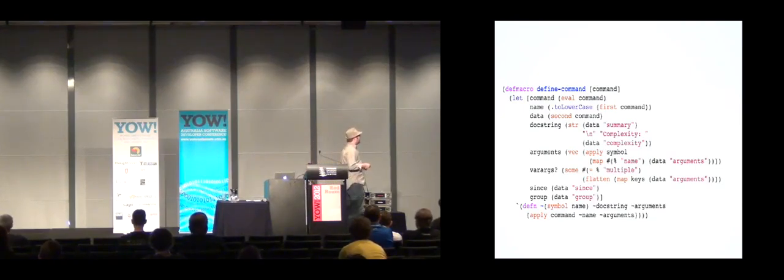Second thing we're going to do is lowercase it, because we're going to pass it into our name. Remember this, there's first and second on that list, right? The first is the name of the command, second is all the other stuff. I'm going to define that as something so I don't have to keep calling second command over and over again. I'm going to create a doc string for my function. That's going to be a combination of the summary and the complexity with a new line in between.